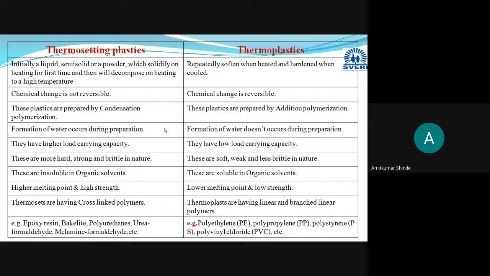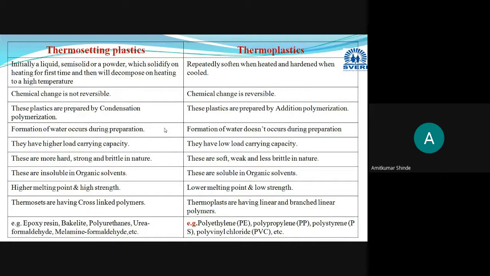Basically, this will come in the classification, or sometimes they will ask you the classification of the plastic material. Then you have to write on which basis this classification is done: based on the effect of the heat, what will be the change in their properties. Depending on that, this classification is done, thermosetting and thermoplastics.